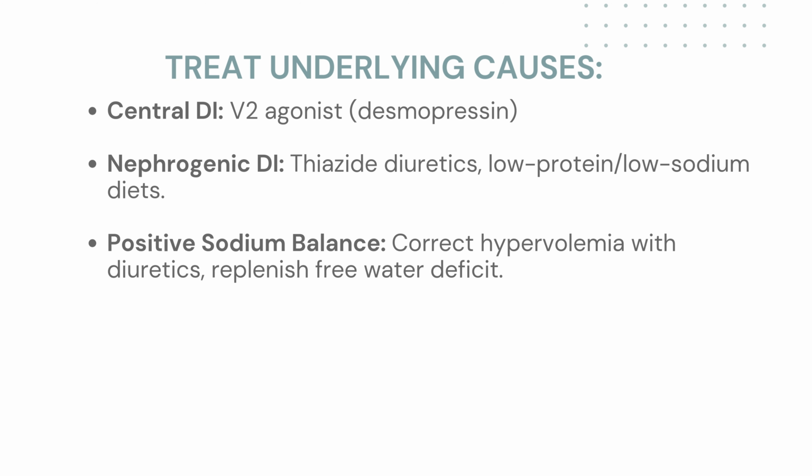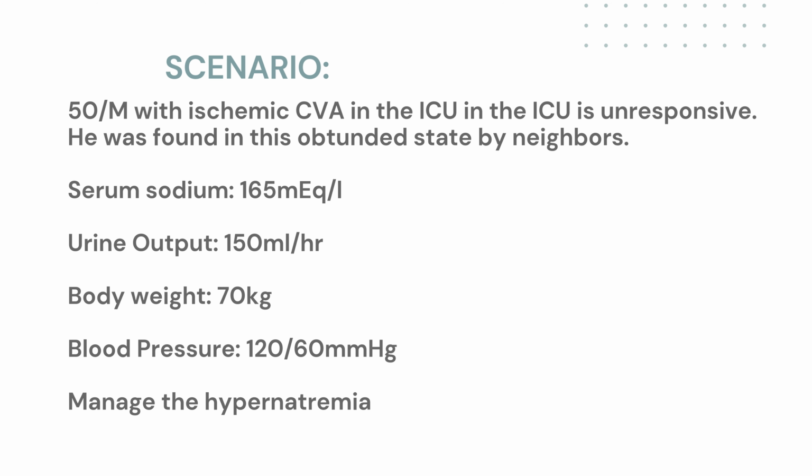So if there is central diabetes insipidus, we have to give a vasopressin agonist like desmopressin. For nephrogenic diabetes insipidus, we have to give thiazide diuretics, and low protein, low sodium diets. For positive sodium balance, we correct the hypervolemia with diuretics and replenish the free water deficit. Now, with all these ammunitions, let's discuss a hypothetical scenario.